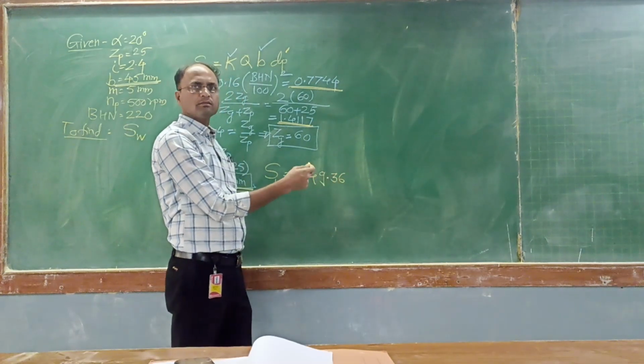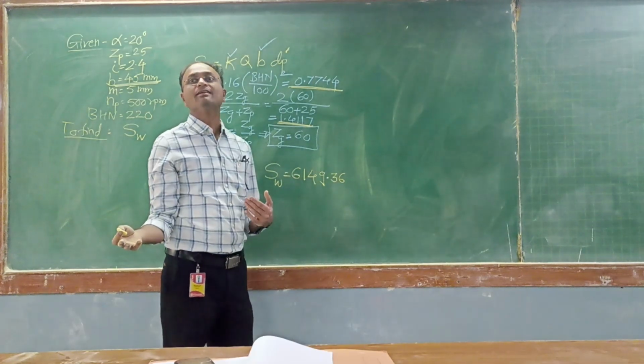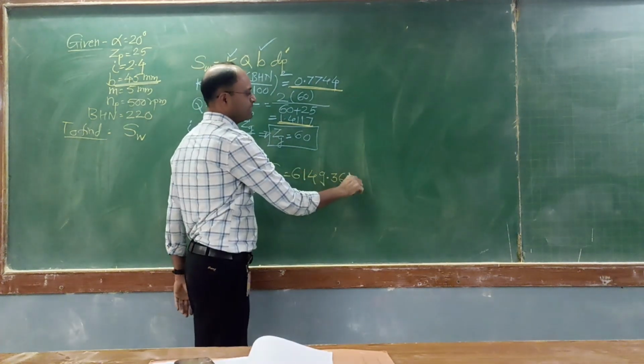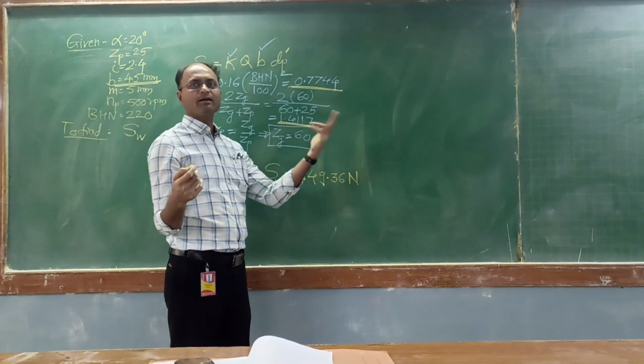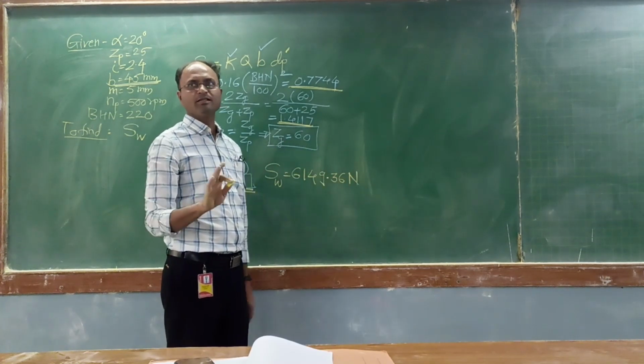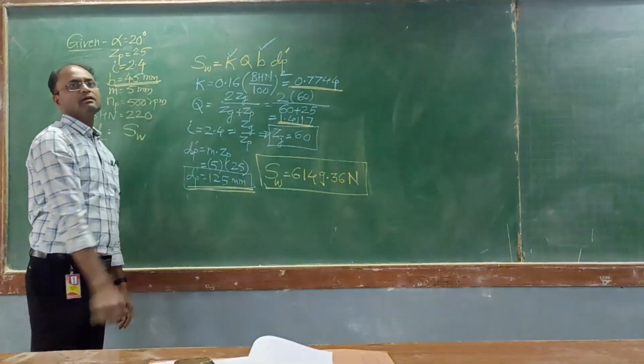I expect the unit, and you tell me the digits. Whenever I again look back, it means I am expecting what next? Unit. Not digits. Okay, 6149.36 Newton.